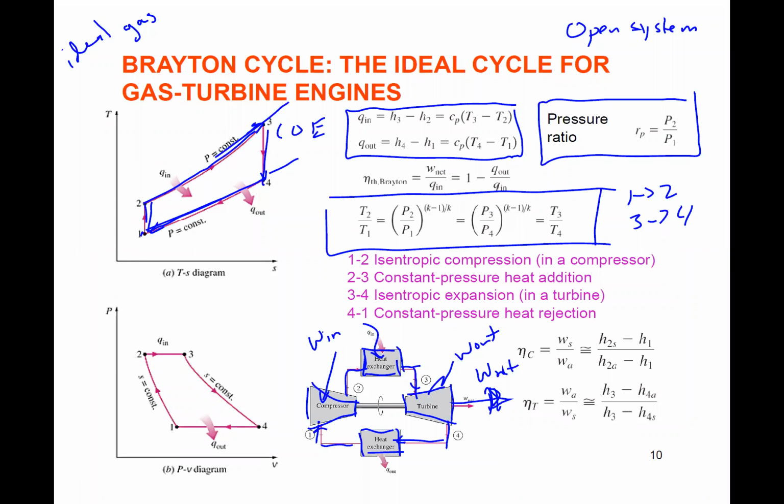And then again, thermal efficiency just applies what we get to that same equation. We can add a little bit more accuracy to it with isentropic efficiencies for the turbine and the compressor.